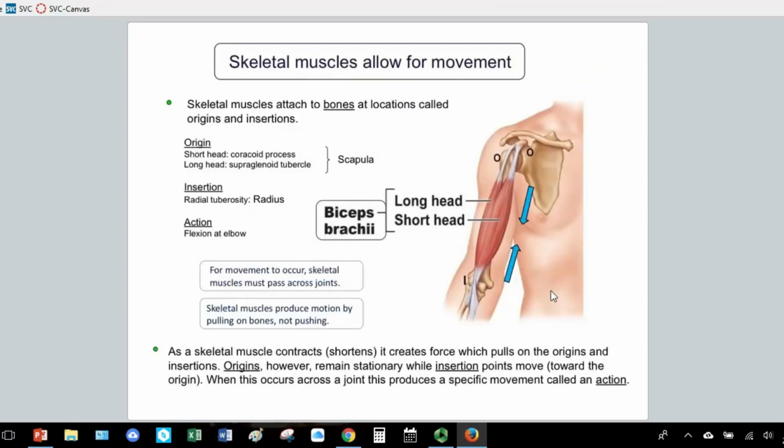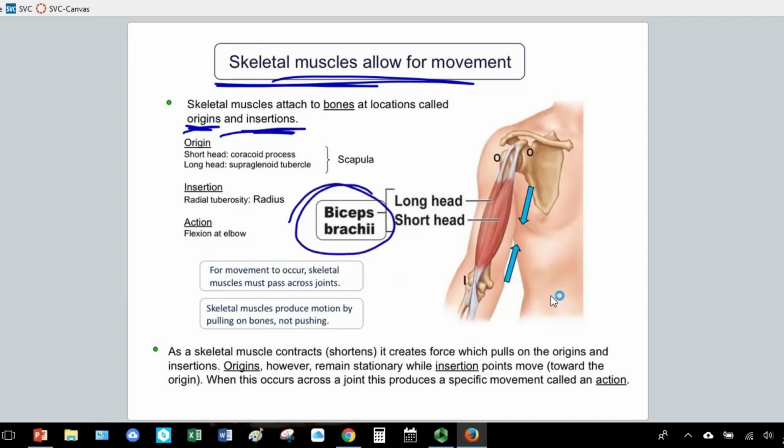Okay, so skeletal muscles allow for movement. Let's talk about specifically how this occurs. Skeletal muscles attach to bones at locations called origins and insertions. We'll use the biceps muscle as an example of this. So here's the biceps muscle, and like I said, skeletal muscles attach to bones at origins and insertions.